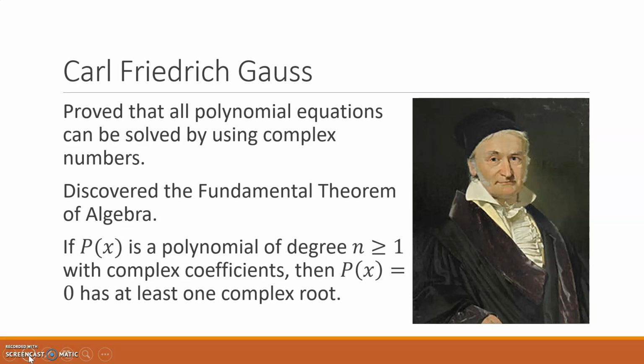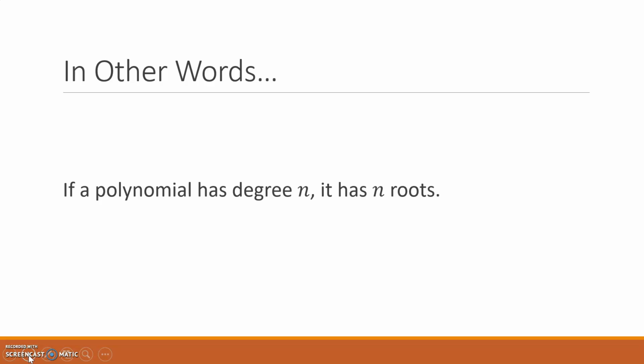And the fundamental theorem of algebra says this: if p of x is a polynomial of degree n greater than or equal to 1 with complex coefficients, then p of x equals 0 has at least one complex root. That's a lot of words. Not 100% sure what that means, maybe? Well, let's put it into some other words. If a polynomial has degree n, it has n roots.